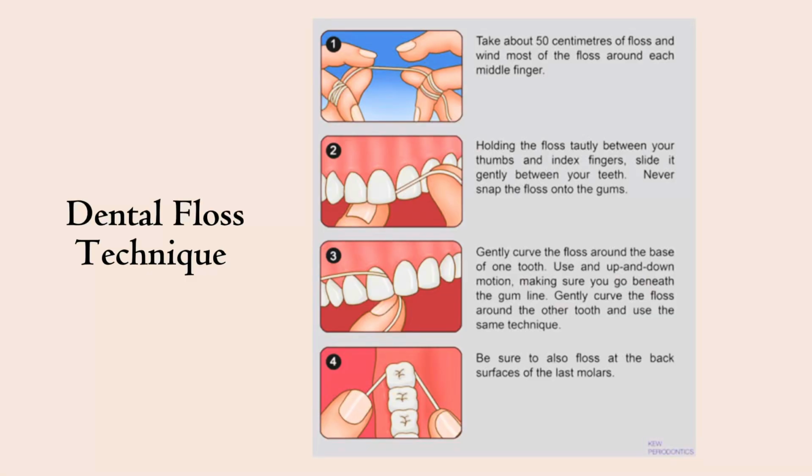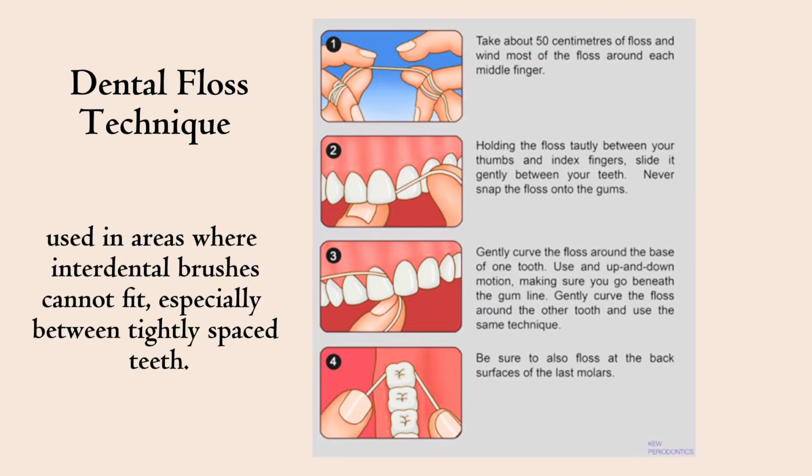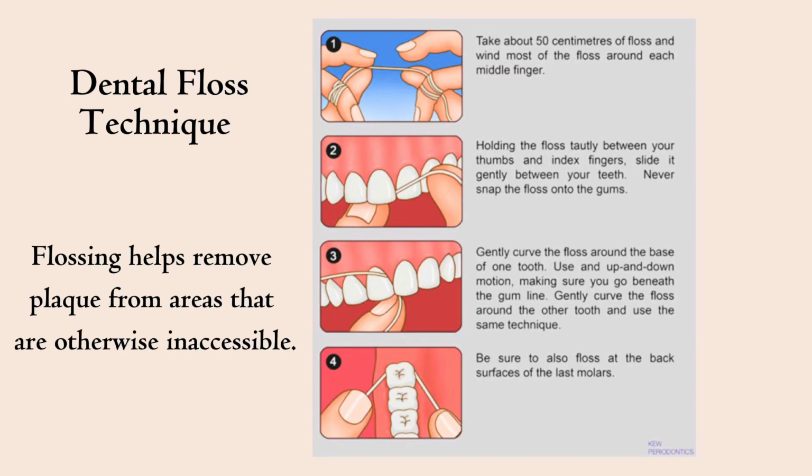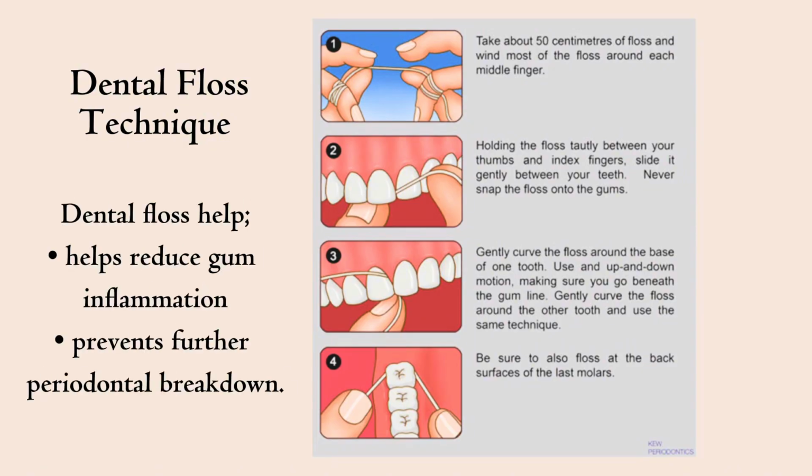Next, I'm going to continue with the dental floss demonstration. Dental floss is used in areas where interdental brushes cannot fit, especially between tightly spaced teeth. Flossing helps remove plaque from areas that are otherwise inaccessible. This helps reduce gum inflammation and prevents further periodontal breakdown.